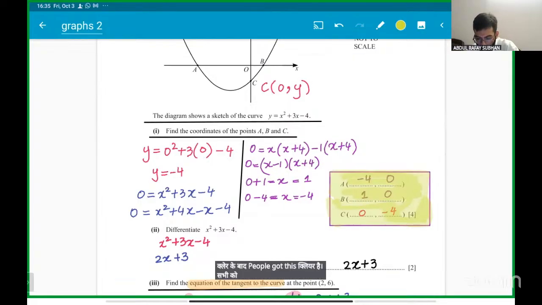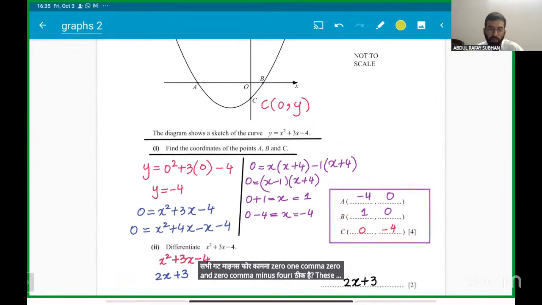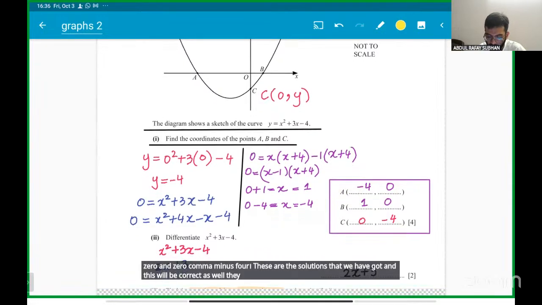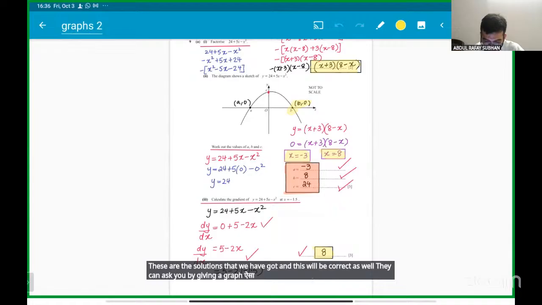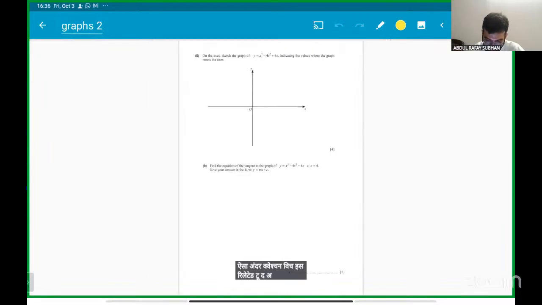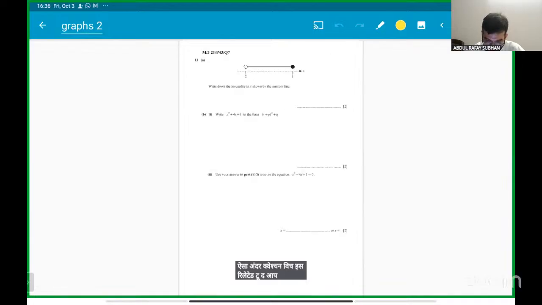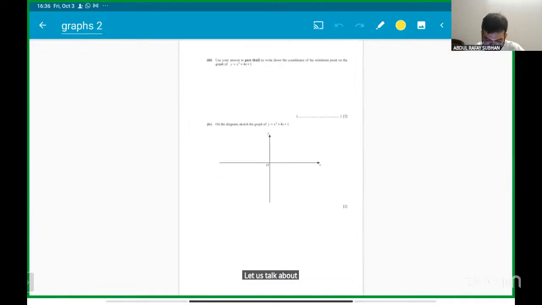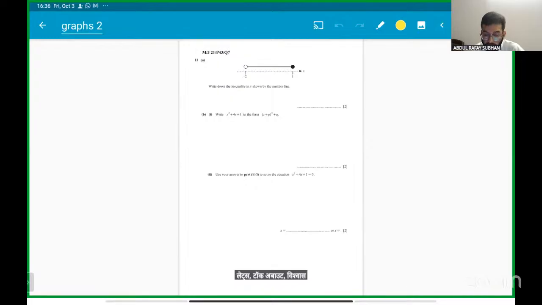So we got -4 comma 0, 1 comma 0 and 0 comma -4. ठीक है, these are the solutions that we have got and this will be correct as well. Okay, they can ask you by giving a graph, get the values as well. Another question which is related to the, let's talk about this one as well.